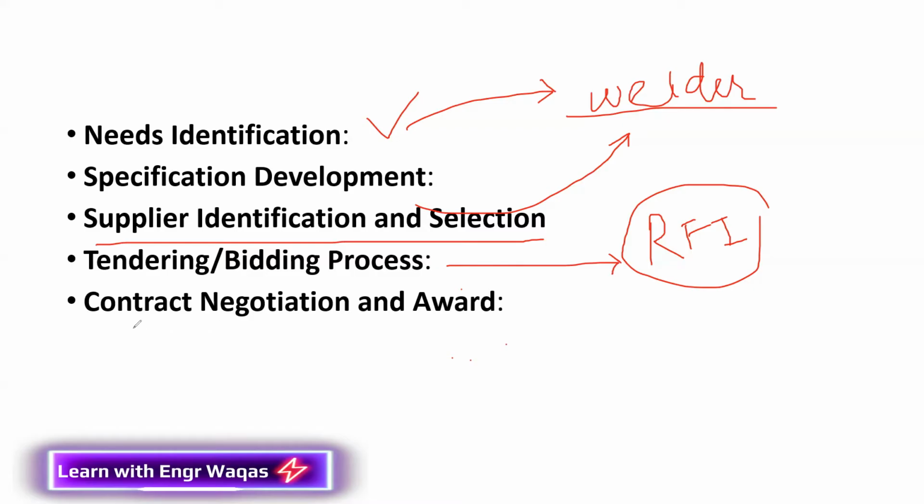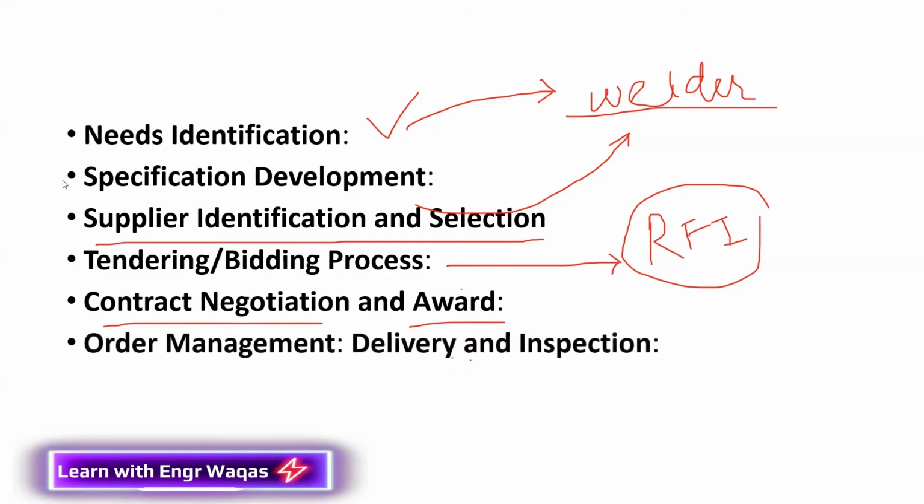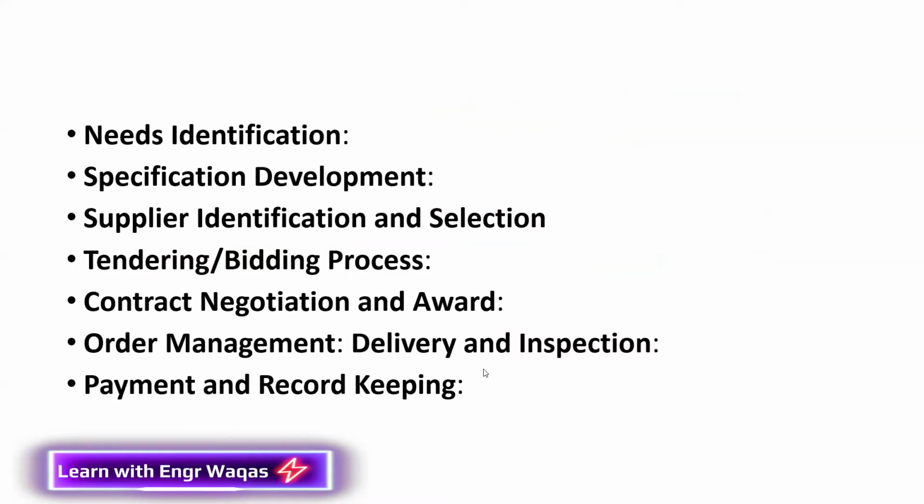So you follow these contract negotiations and set your conditions and working environment, whatever you want. Then you award the contract to one of them, because a lot of people participate in this bidding procedure, so you select one and award the project. Then order management, delivery, and inspection make your procurement successful. Payment and record keeping are also part of this procurement strategy. This is the generic process I have discussed, and that's how procurement will be conducted.